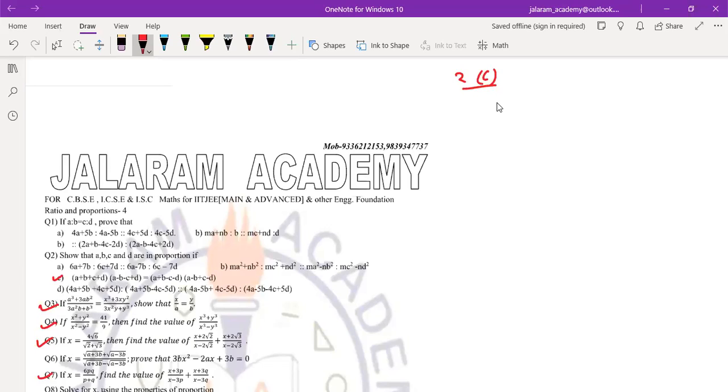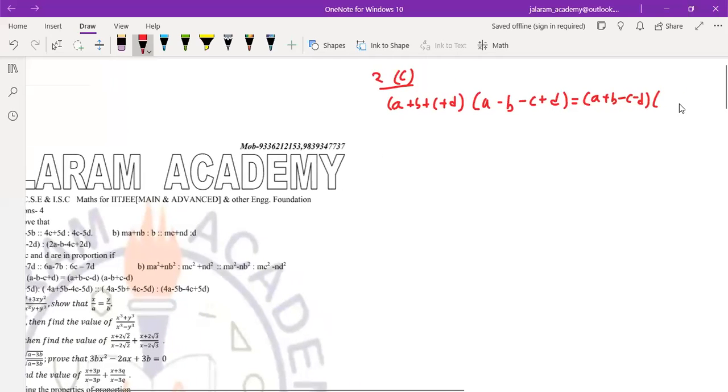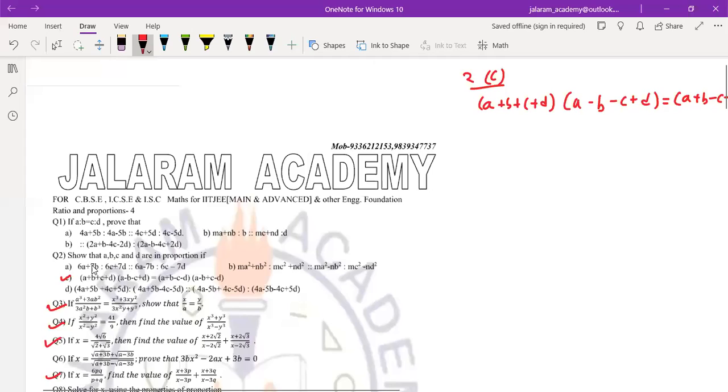(A + B + C + D)(A - B - C + D) = (A + B - C - D)(A - B + C - D). The question is, show that A, B, C and D are in proportion.